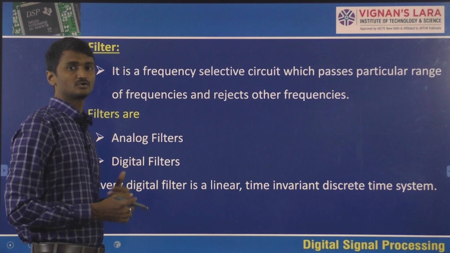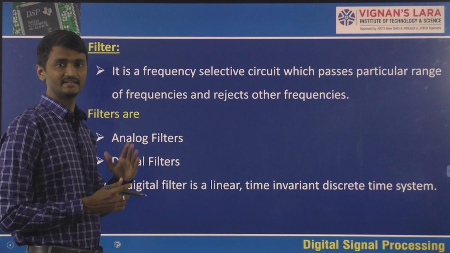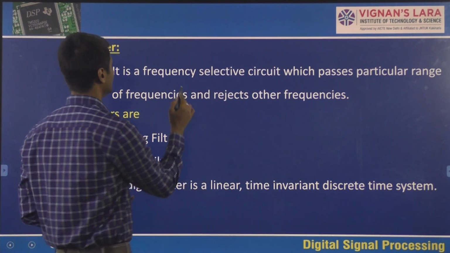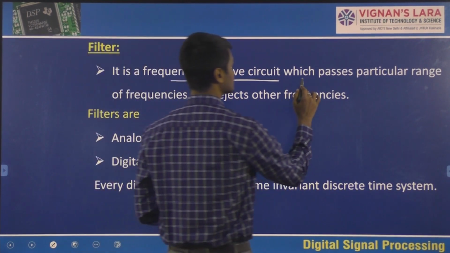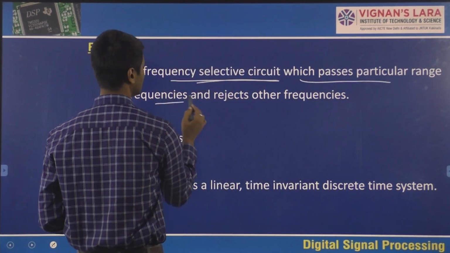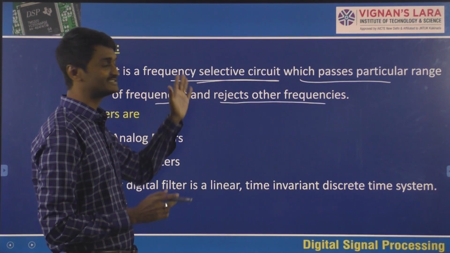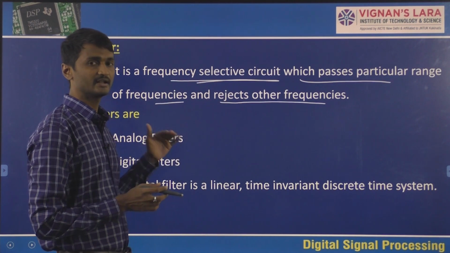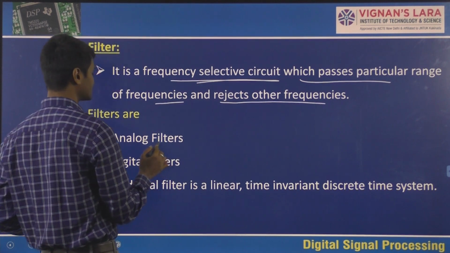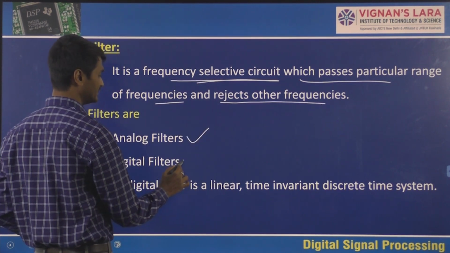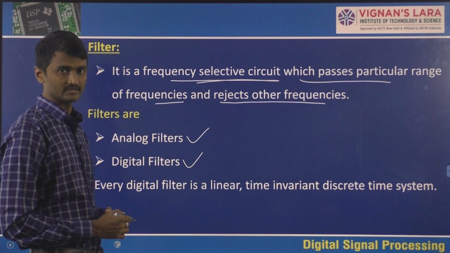Coming to the introduction to the filters. Basically, what is the definition of a filter? What is a filter? Simply it is a frequency selective circuit, which allows a particular range of frequencies and rejects other frequencies. Right. Basically the filters are analog filters and digital filters.